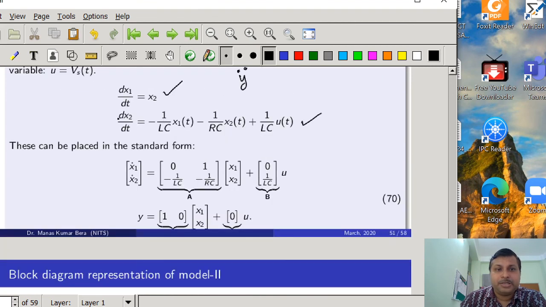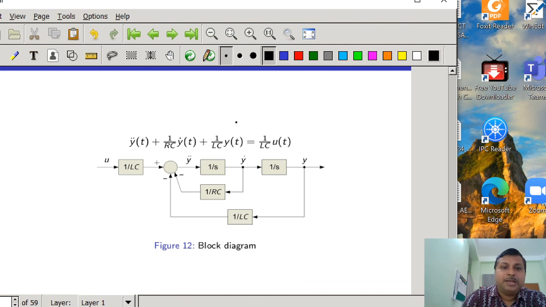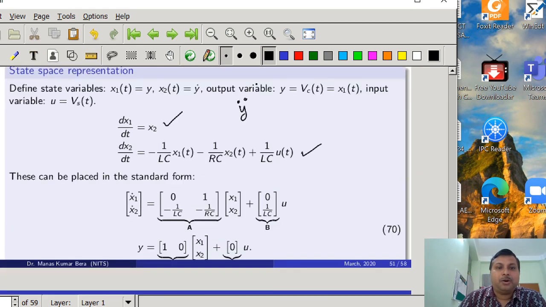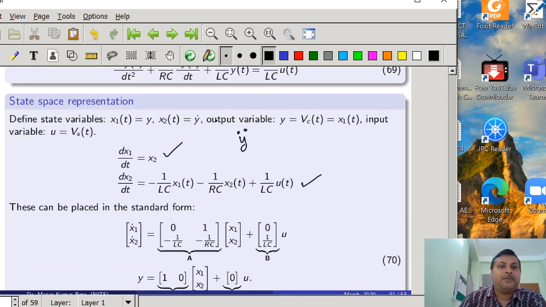Now first you see dx2/dt is equal to minus 1/LC into x1 minus 1/RC into x2. Okay, so this y dot is basically representing x2, and this is basically representing x1. And now x1 into 1/LC, then 1/RC into x2, then we are getting the y double dot along with the input u into 1/LC. So this will be the block diagram representation of the state variable representation of this system.